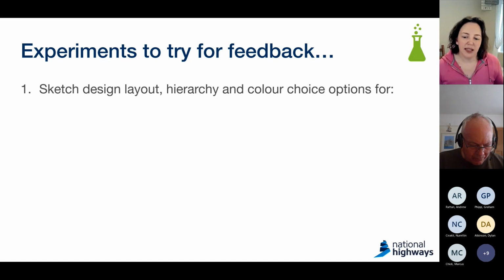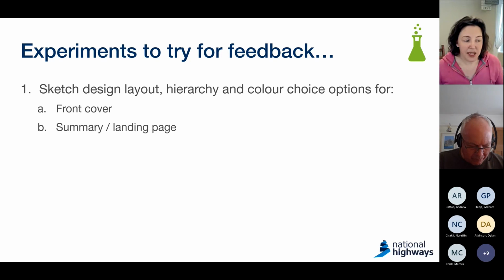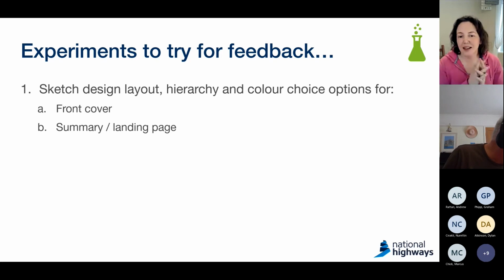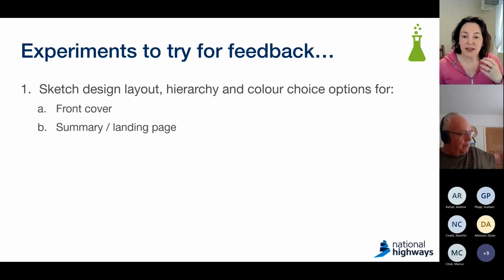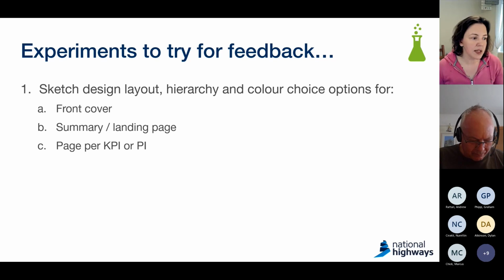But I think what would be really great is for you to sketch out some design layouts and hierarchies and colour choice options. Perhaps have a look at the front cover, see what's possible there. See what we can do with this summary and landing page. And we had those time series line graphs earlier, but they're not the only way. So maybe there are some clues in this that can help you think with your context and experience of the data and the audience as well. How could we take some of these principles and do that?